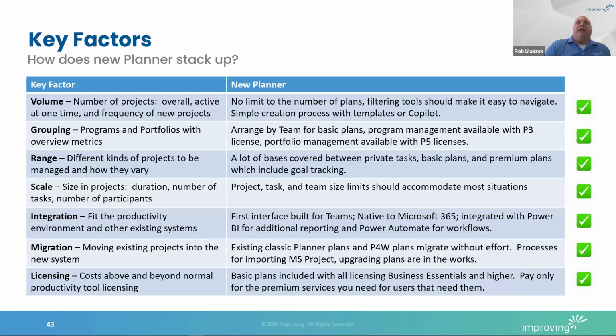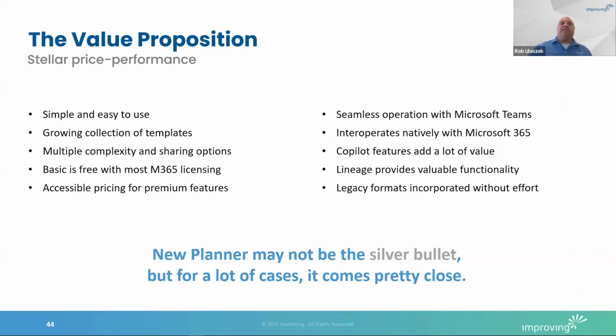For migration, if you had classic Planner plans and P4W plans, those move as we saw with no changes whatsoever, no effort. There is a process for importing old Microsoft projects into the new Planner, and there's also ways where you can take a basic plan and make it a premium plan. That's some of that tooling that's not quite there yet, but it's on the way. In licensing, all those basic features are essentially free for anyone Business Essentials and higher. And then you only pay for those premium services when you need them. So I think it does a pretty good job against those factors. And we start to see that value proposition come into focus. Simply put, stellar price performance. You get a lot without a lot of extra cost. Earlier in this thing, we said that there was no silver bullet. There's no one solution for all of it, but for a lot of cases, this new Planner comes pretty close.